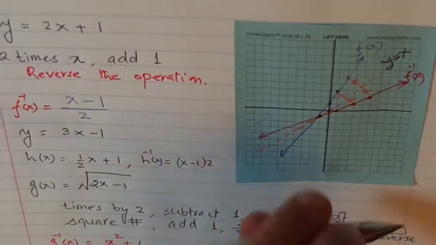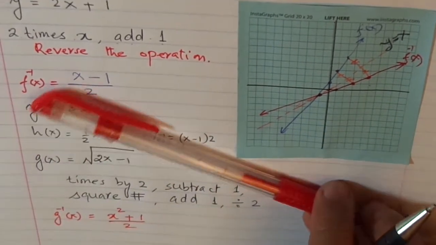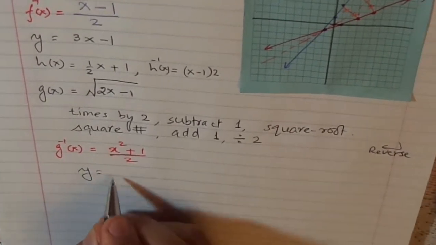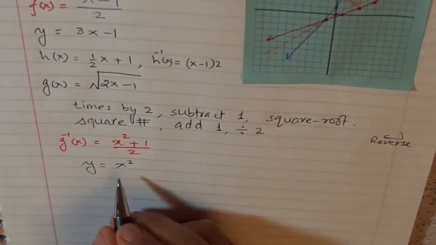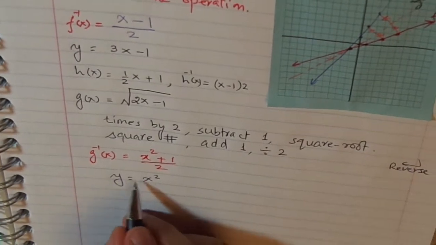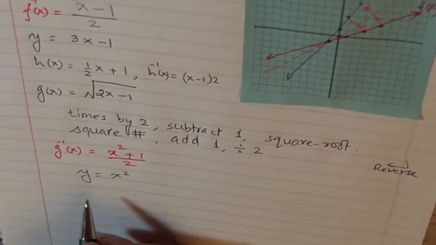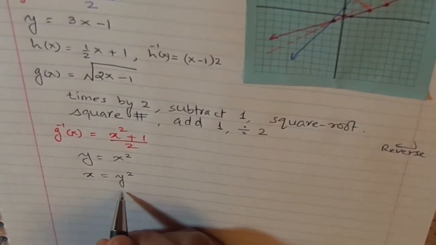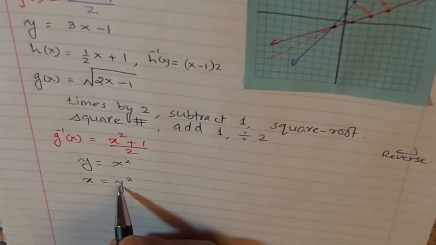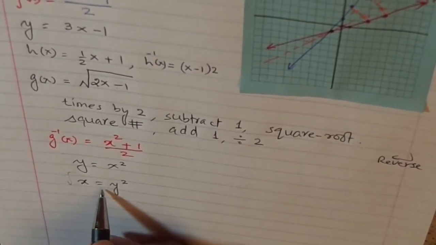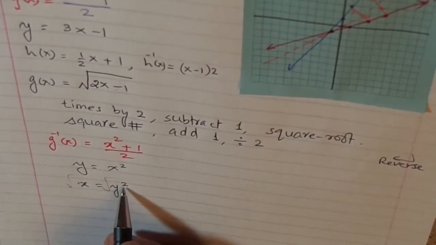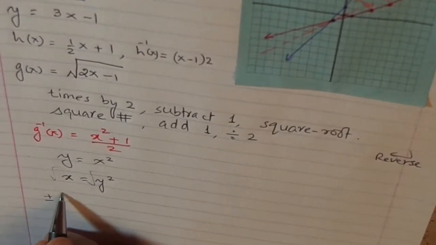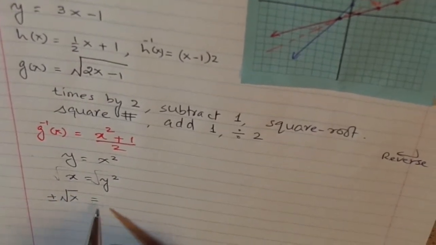But a point to make here is that the inverse of a function may not always be a function. Now let us consider a function y equals x squared. To find its inverse, we will interchange x and y. So let's write this as x equals y squared. Now to solve for y, you will square root it. Because this was a square, we have to take plus and minus. So this will be y equals plus minus square root x.